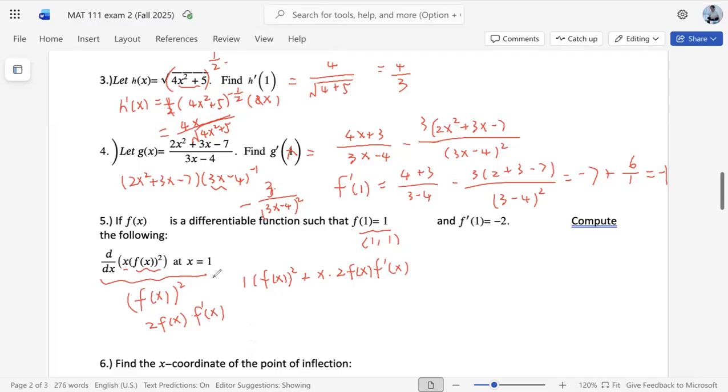Then we want to evaluate at 1. So at 1, we have f of 1 squared plus 1 times 2 times f of 1 times f prime of 1. Well, f of 1 is 1, so 1 squared plus 2 times 1 times f prime of 1, which is negative 2. So we have 1 minus 4, which is negative 3.